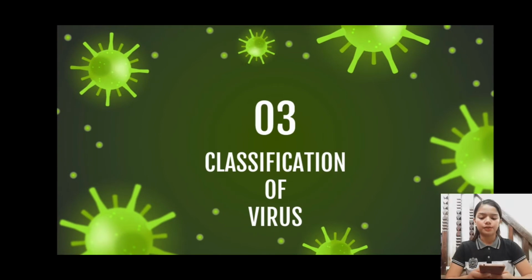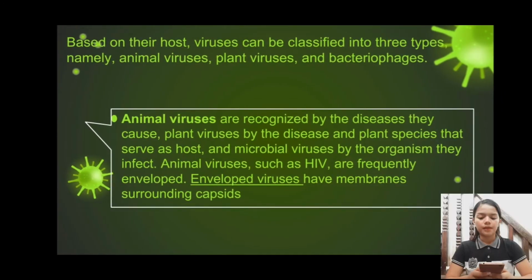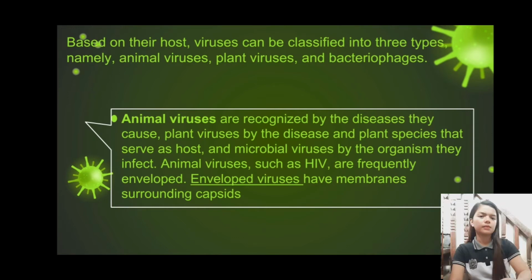Classification of virus. Based on their host, viruses can be classified into three types, namely animal viruses, plant viruses, and bacteriophages. Animal viruses are recognized by the diseases they cause, plant viruses by the disease and plant species that serve as hosts, and microbial viruses by the organism they infect.